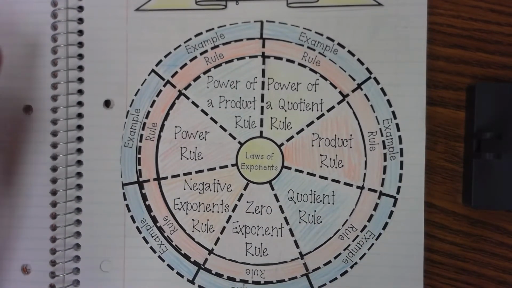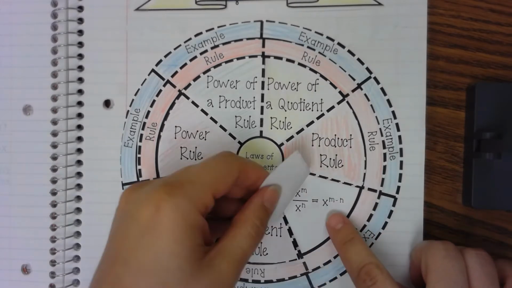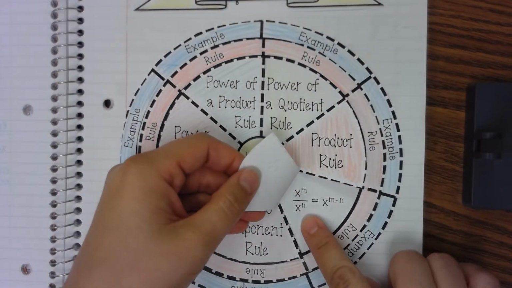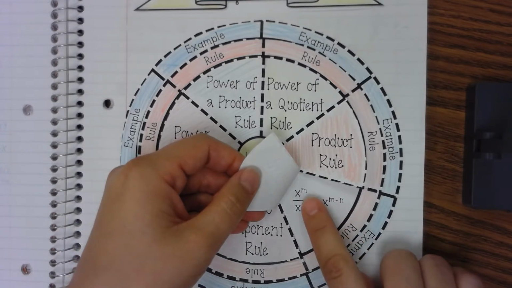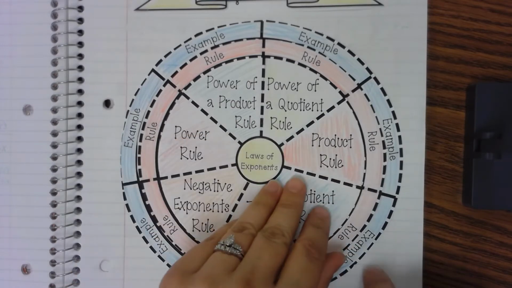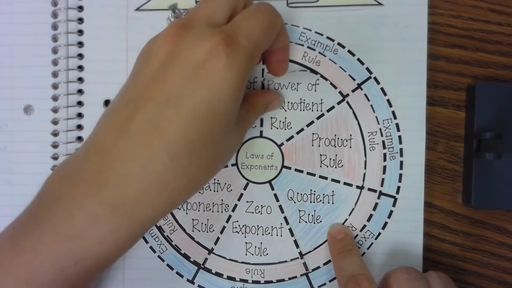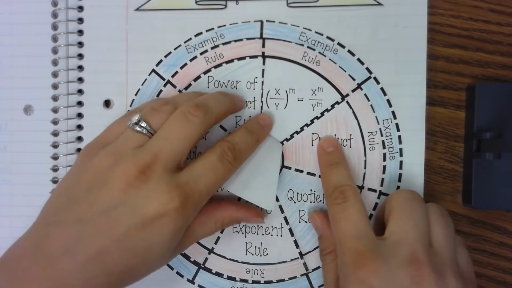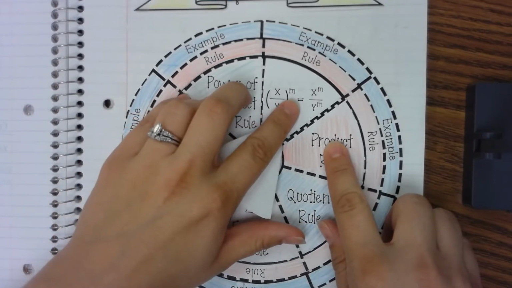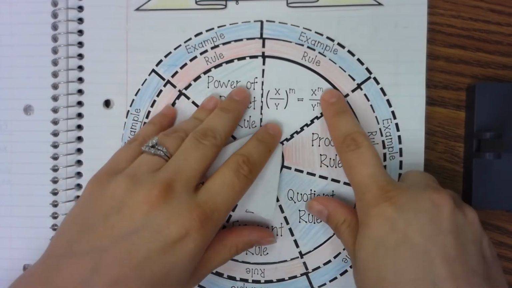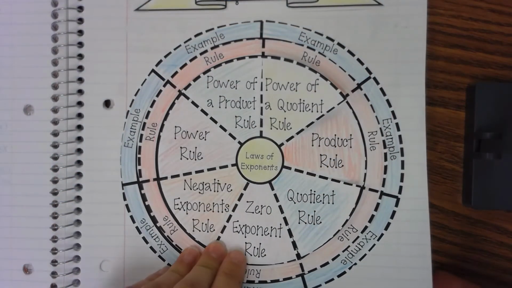Today we are going to be talking about the quotient rule, which states that anytime you divide a base that's the same, you're going to subtract the exponents, numerator minus denominator. And then we're also going to talk about the power of a quotient rule. What this states is that when you have two bases that are different and they're both being raised to an exponent, you distribute that exponent to both the numerator and the denominator. Let's take a look at some examples.